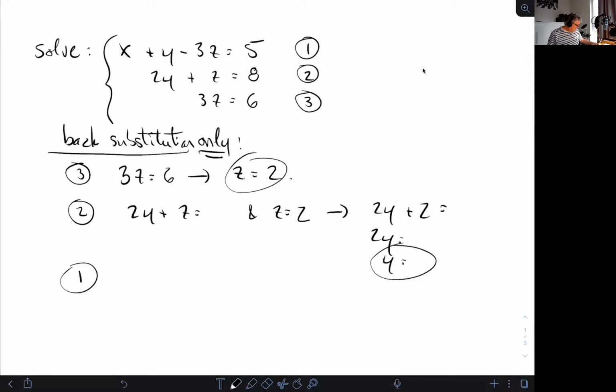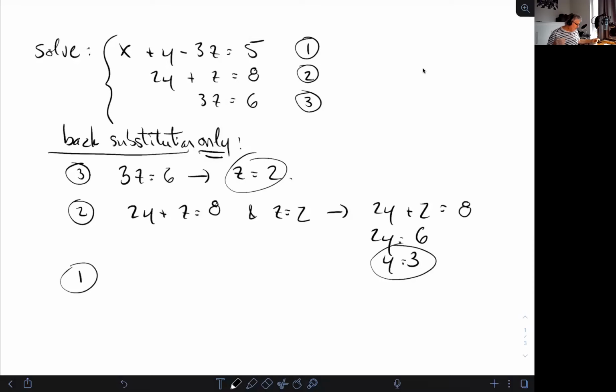2y plus z is equal to 8. z is equal to 2, so 2y plus 2 equals 8. So 2y equals 6. So y equals 3. Yes. All right. Thanks for spotting that.